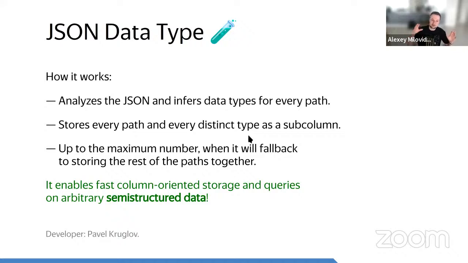And if a path used to have different types, like sometimes strings, sometimes integers, it is also supported. It will be represented as a Dynamic data type containing a subcolumn for integers and a subcolumn for strings. And if the number of different data types is too large, it will transparently fall back to a slightly less efficient representation. We will just store the rest of the paths together.